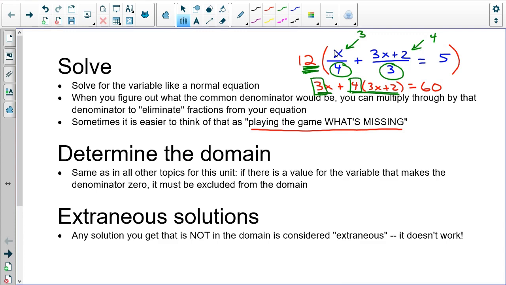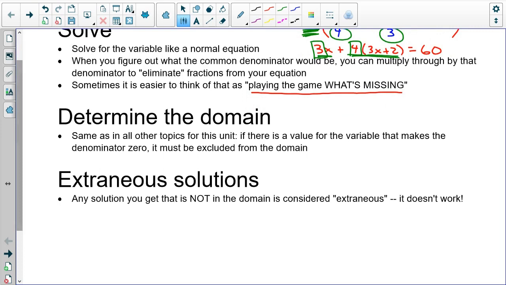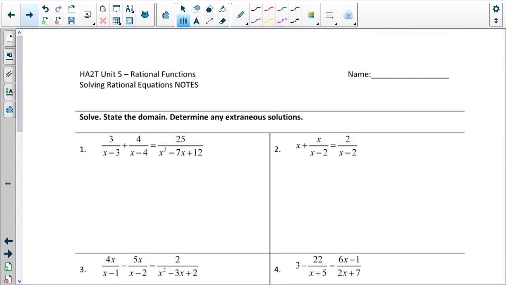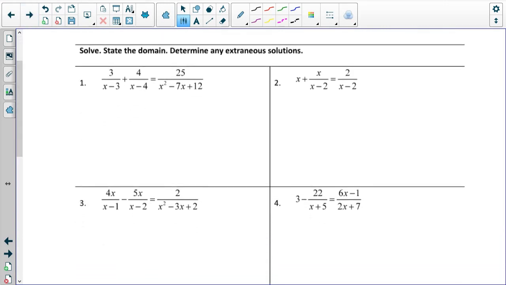Determining the domain is exactly the same as everything else that we've done so far in this unit. If there's a variable in the denominator and it would make it 0 when you substitute something in, then that must be excluded from the domain. And extraneous solutions are any solution that you get in your equation that is not in the domain. We have to exclude that from your answer. So let's do some problems really fast.